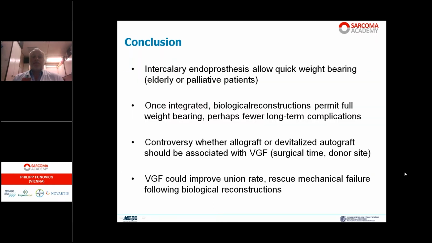So in conclusion, we believe that intercalary endoprosthesis allow quick weight bearing, probably more for elderly and palliative patients. Once integrated, biological reconstructions permit full weight bearing and have perhaps fewer long-term complications. There's still controversy whether or not these allografts or devitalized autografts should be associated with vascularized fibula, because it's the longest surgical time, there's donor site morbidity, but these fibulae could improve the union rate and rescue mechanical failure.